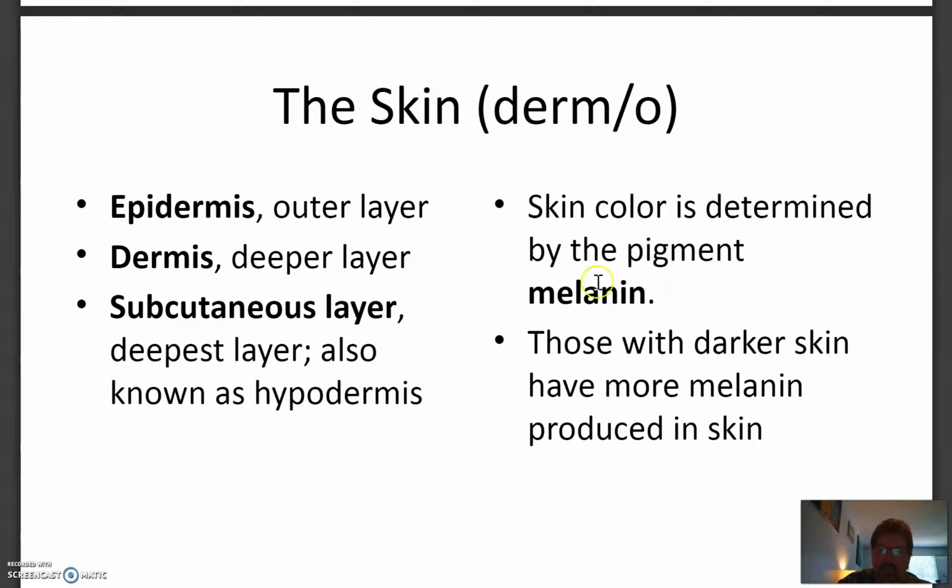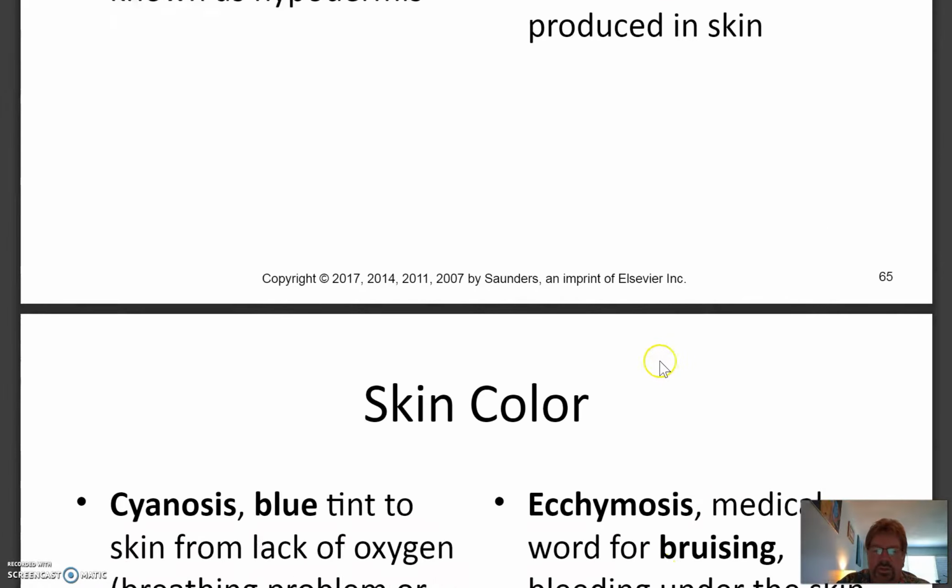Skin color is determined by the pigment melanin. We have melanocytes that produce it. People with darker skin have more melanin. People with lighter skin have less. Melanin also determines hair and eye color as well.